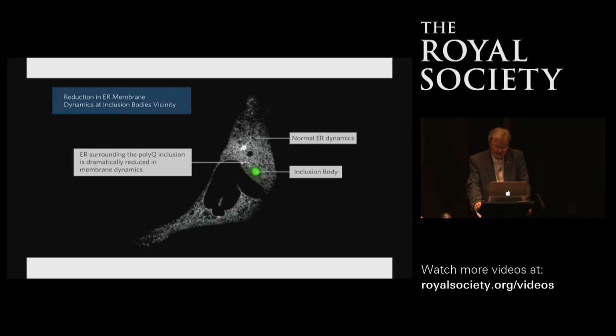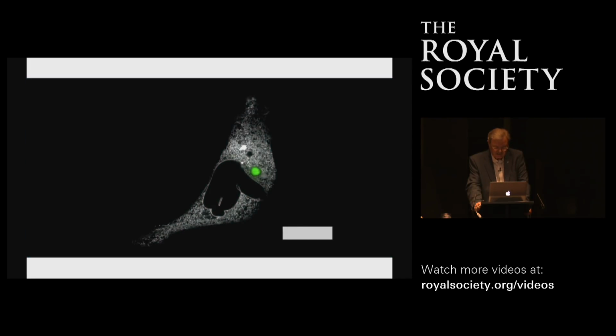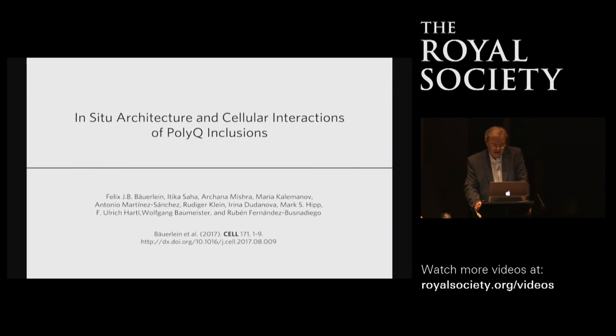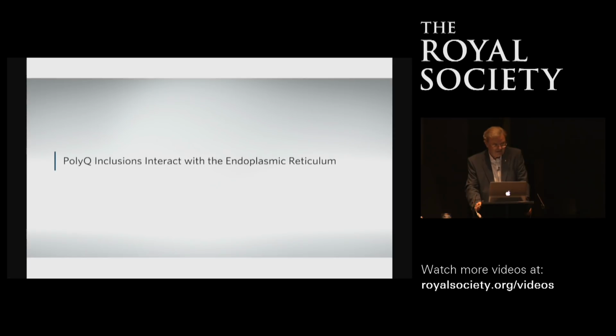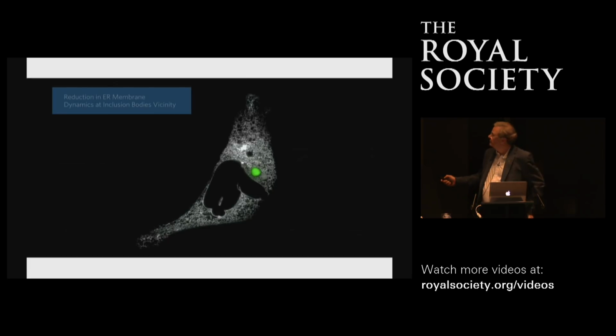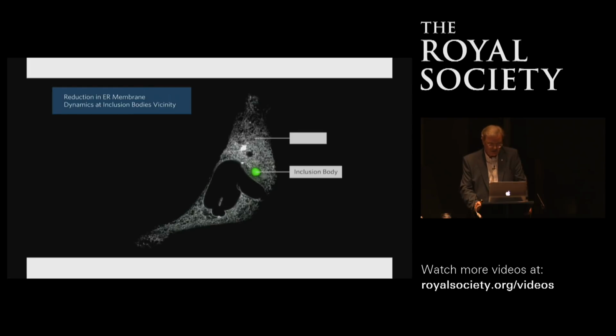In green you see the Huntingtin inclusion here. I'm showing that to make the point, maybe I'll repeat that briefly, that the dynamics of the ER in the vicinity of the inclusion is sort of arrested. You see, there's a lot of dynamics in the part of the ER that is relatively far away in this region here, whereas surrounding the inclusion body, basically there's no motion.